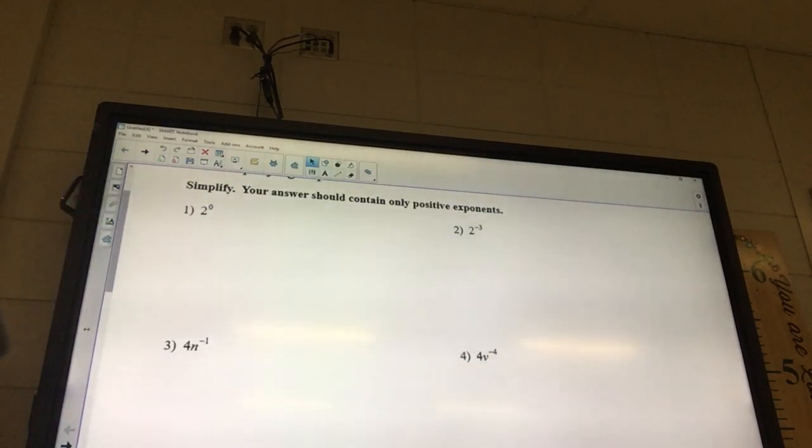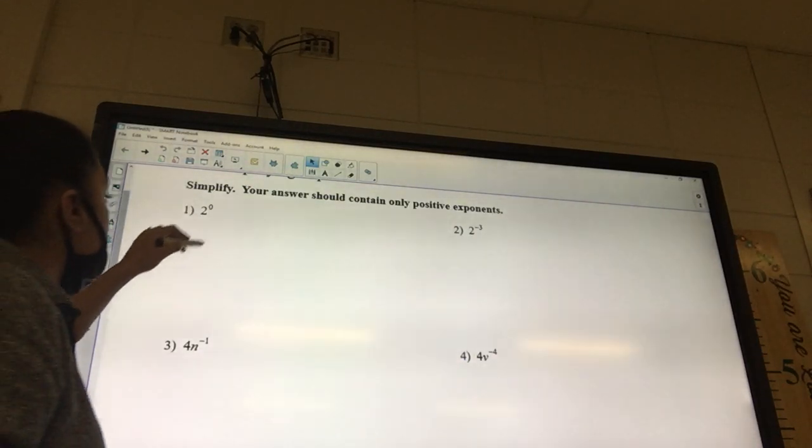Okay, so anything to the 0 power is what? We just learned the rule. It's 1. So this one is just going to be 1.